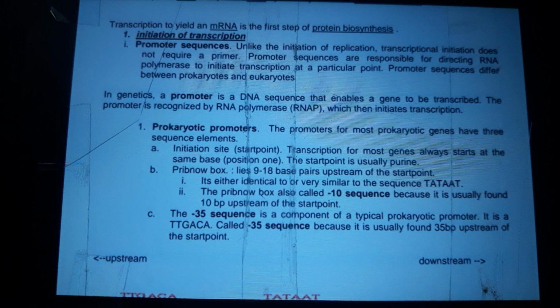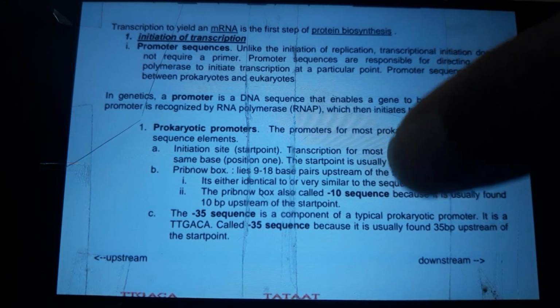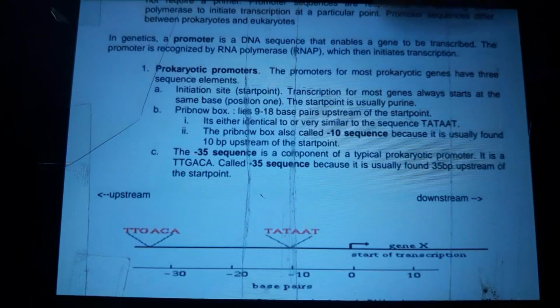Promoter sequences are responsible for directing RNA polymerase to initiate transcription at a particular point. Promoter sequences differ between prokaryotes and eukaryotes. In genetics, a promoter is a DNA sequence that enables a gene to be transcribed. The promoter is recognized by RNA polymerase, RNAP, which then initiates transcription.